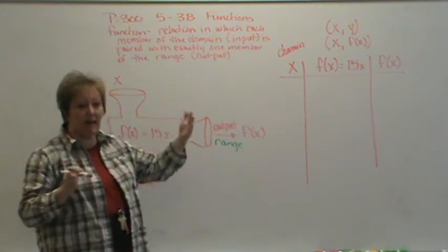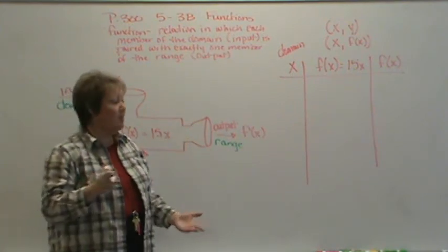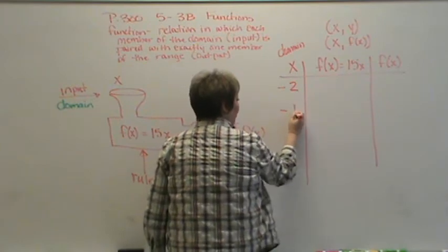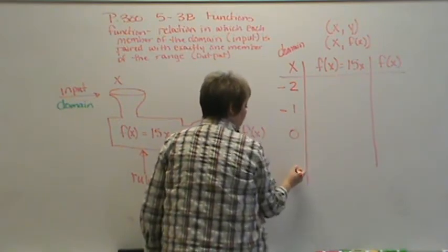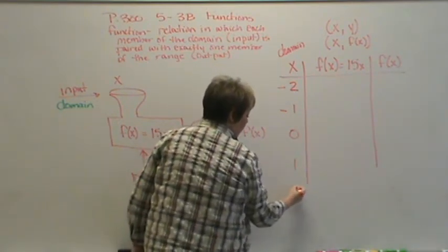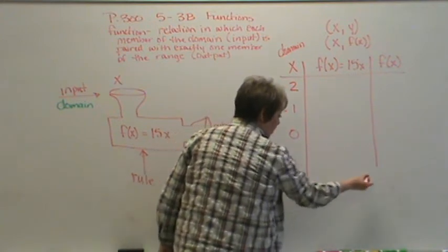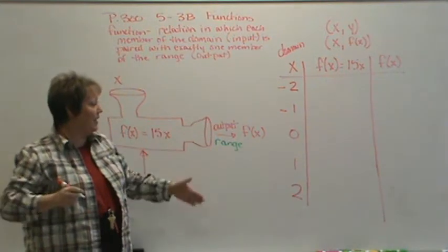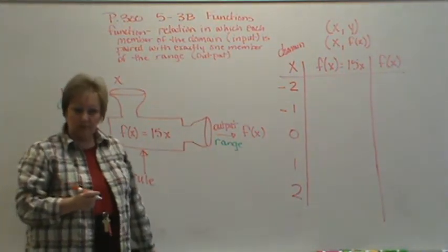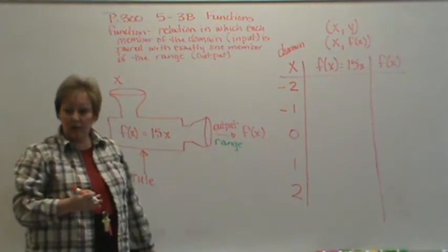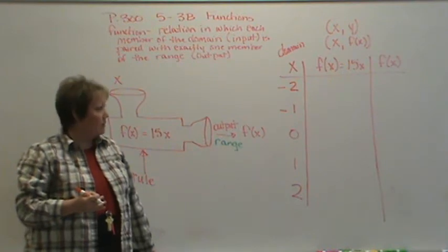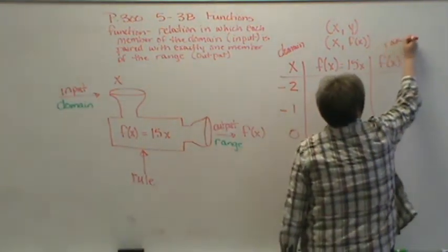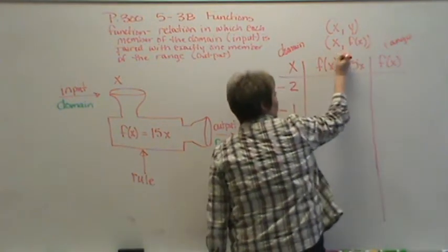Now I'm going to pick several numbers here, and I'm going to start with good old -2, -1, 0, 1, and 2. When we're doing our function tables in just a few minutes, you won't have to pick this many numbers. You'll be picking a smaller amount of numbers. And I did not write range up here. And here is our rule.